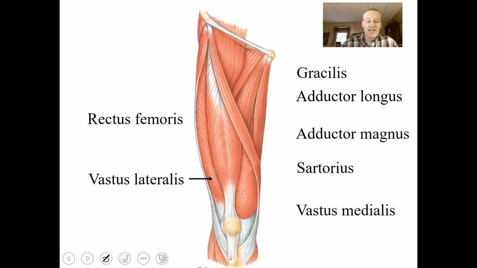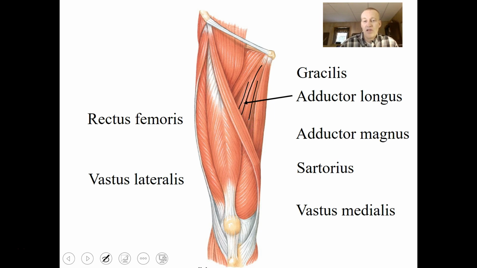Vastus lateralis. So this is to the lateral, or to the side. We have the gracilis. It's kind of like, I guess some people call it your groin muscle. Again, you want to practice what these things do in lab. Adductor longus. Look how they connect in.